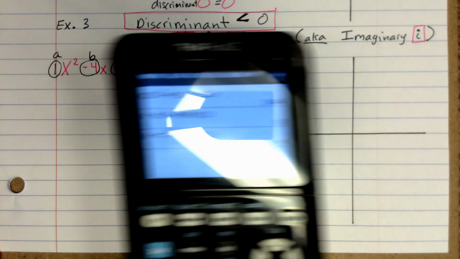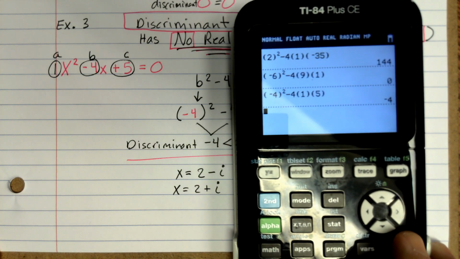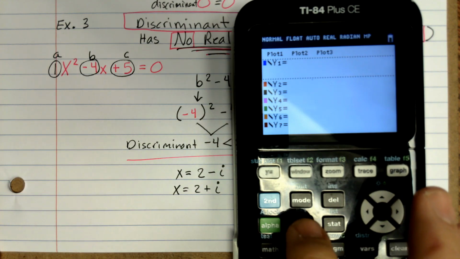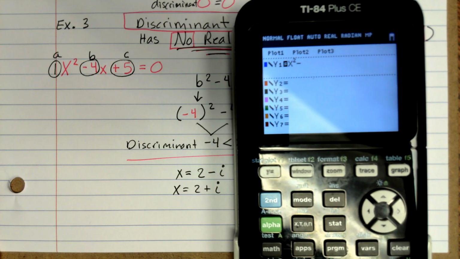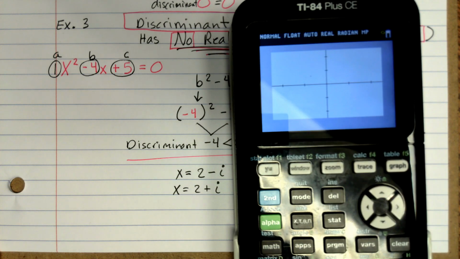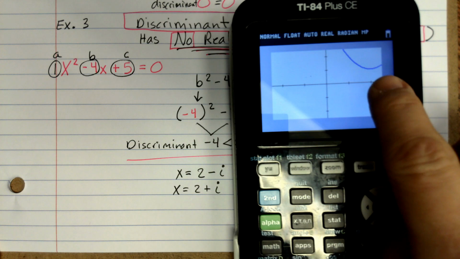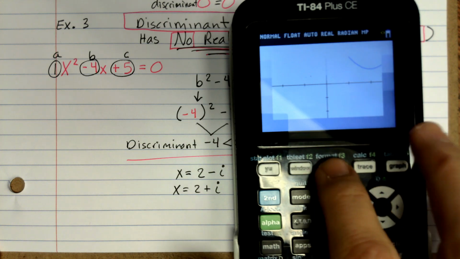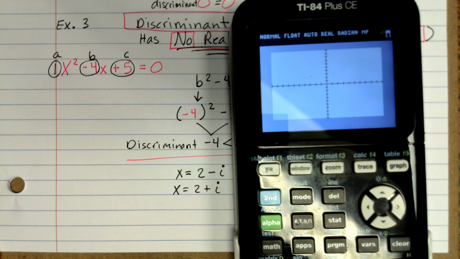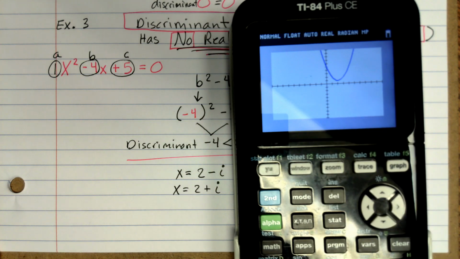So let me go ahead and graph it just to show you what it would look like so you can get an idea. I'm going to clear my old graph out, and we'll put in there x squared minus 4x plus 5. And graph it. And we may have to zoom out for this one. You can see right there, it never touches the x-axis. So if I zoom out real quick, let me go to standard. You can see while it comes close to the x-axis, it does not touch.